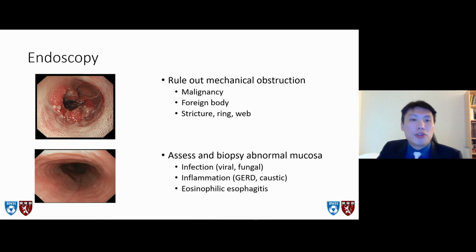Endoscopy is another common modality to evaluate for any swallowing symptoms. Mainly, it can help us rule out any mechanical obstructions such as malignancy, a foreign body, or even stricture, ring, or web. But importantly, it can also help us assess and biopsy any abnormal mucosa. For example, if there are infectious changes, any inflammation from either GERD or caustic injury, or eosinophilic esophagitis as seen in this picture here.